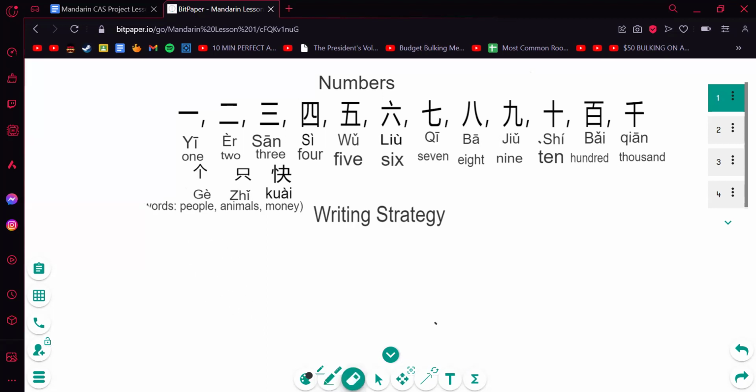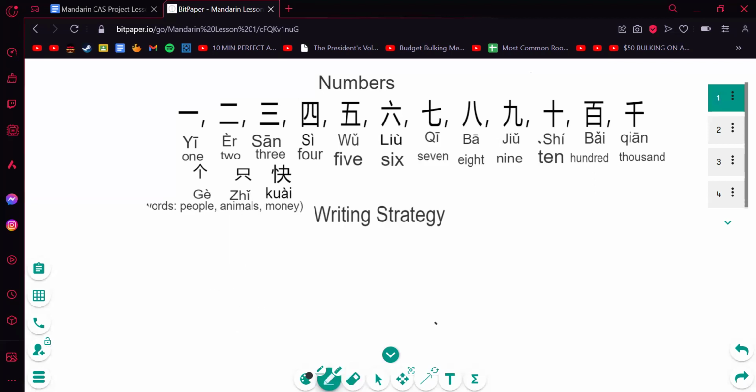For 100, do the top little thing and then draw your box. Don't complete it yet. Draw the inside and then complete the box. For 1,000, the top one's got to be slanted a bit. The second one is straight and then go down.